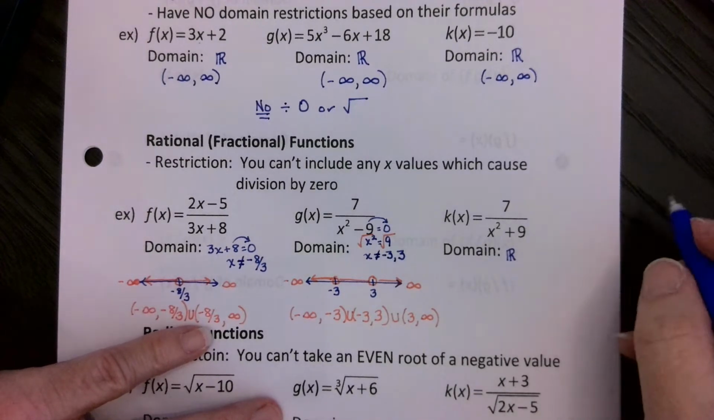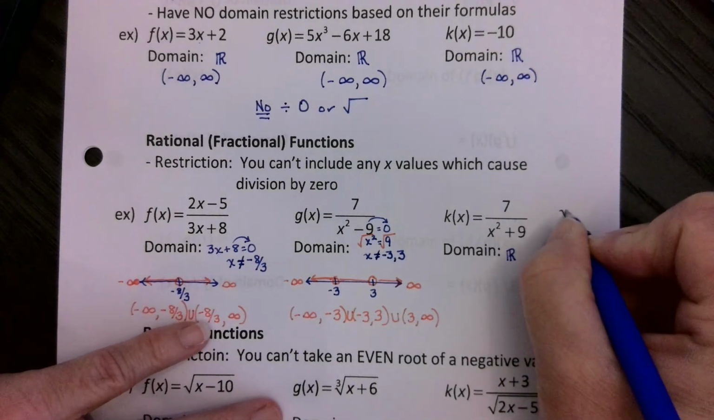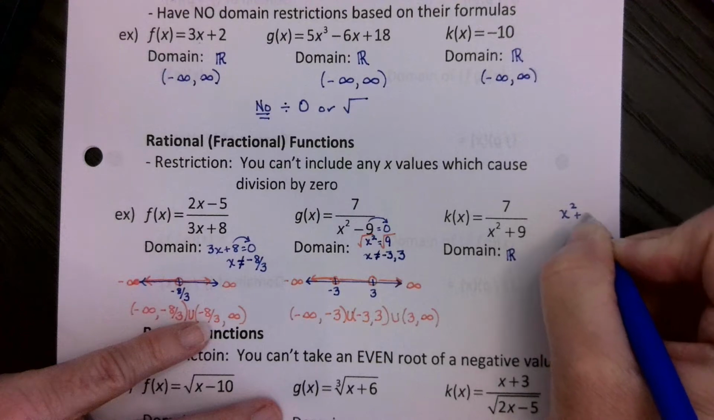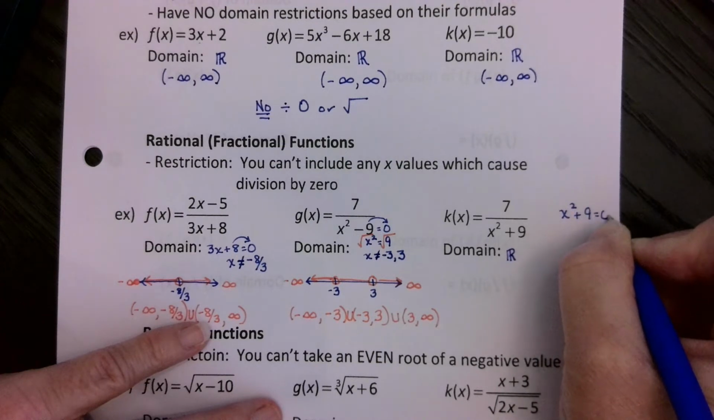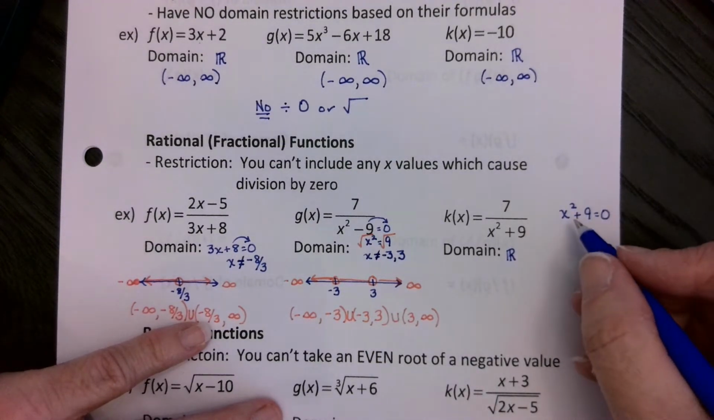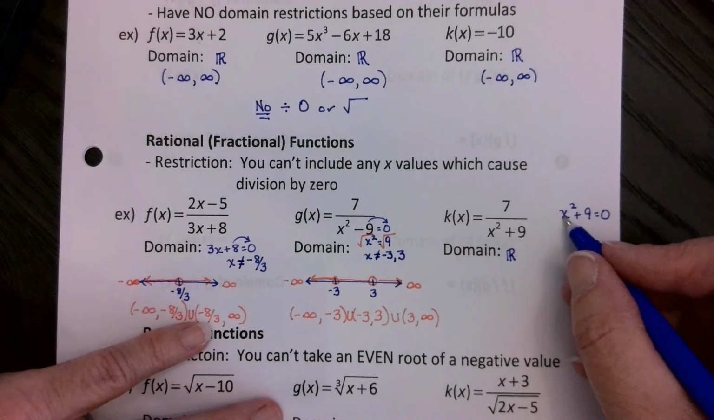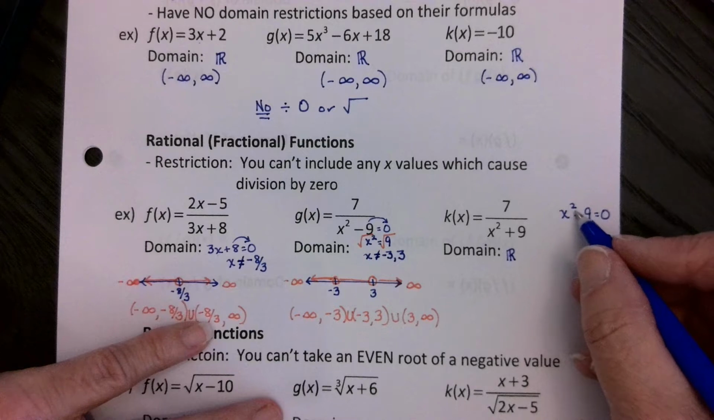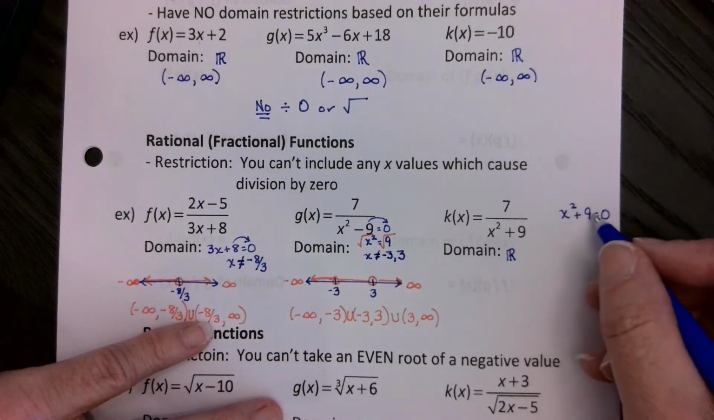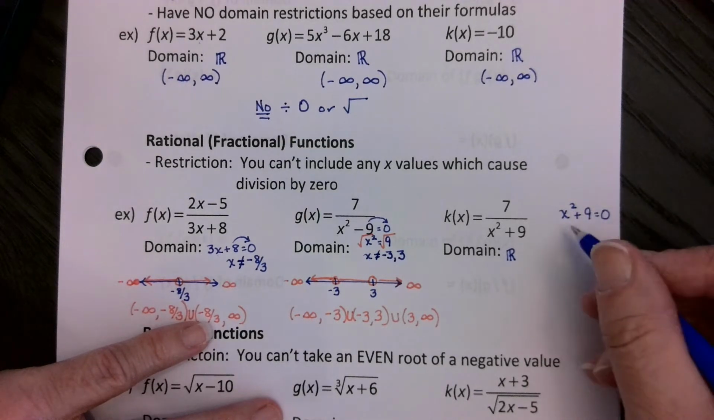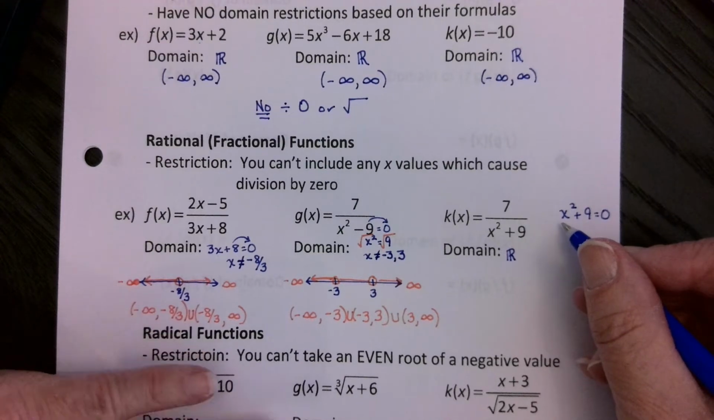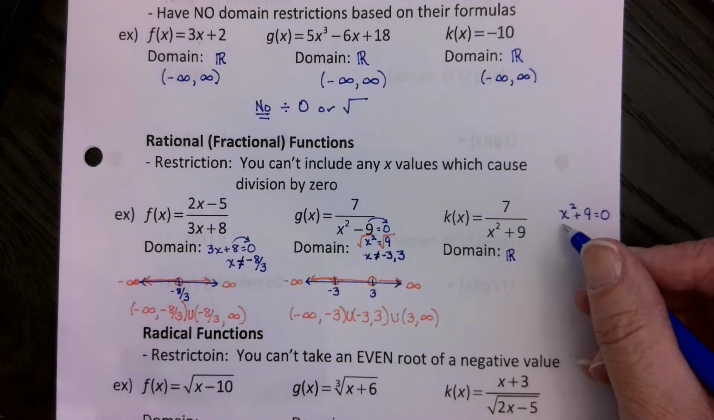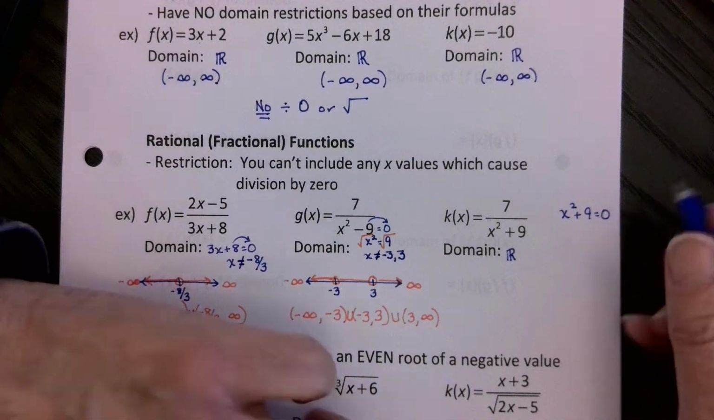And the reason for that is at this point, if we take this and set it equal to 0, some of you are going to say 3. Well, if I square 3, I'm going to get a positive 9. 9 plus 9 is 18, not 0. Well, then you might say -3. Well, -3 squared gives me a positive 9. 9 plus 9 doesn't equal 0.